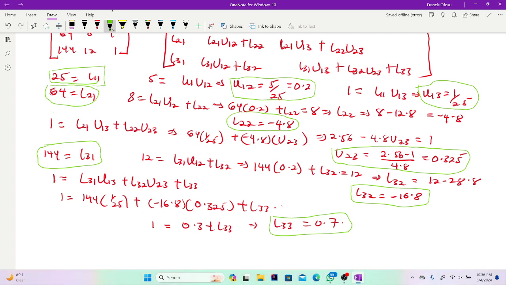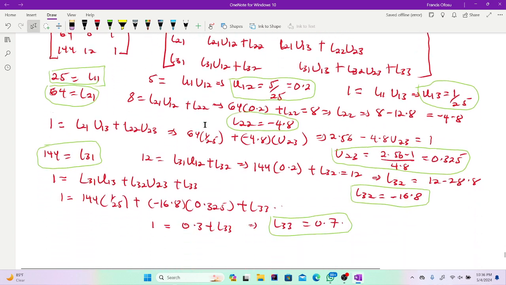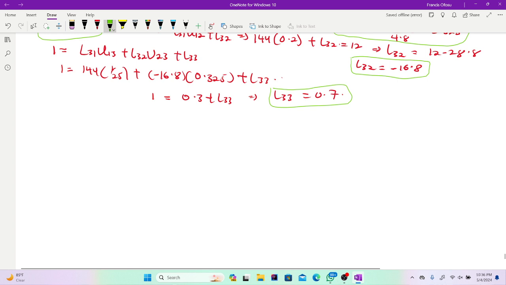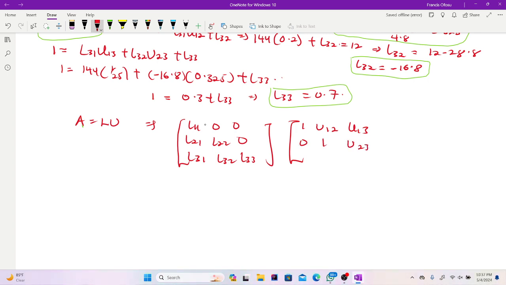So let's see. What we are left to do is to rewrite our expansion back again. So we have to rewrite this expansion and replace it with the necessary input. So to do that, I will simply have it written back again. So our A, which is equal to LU, should be L11, 0, 0, L21, L22, 0, L31, L32, L33, multiplying the U, which is 1, U12, U13. Here becomes 0, 1, U23, 0, 0, 1. Then I replace it with the necessary data we had.